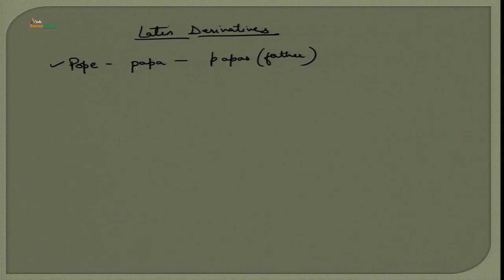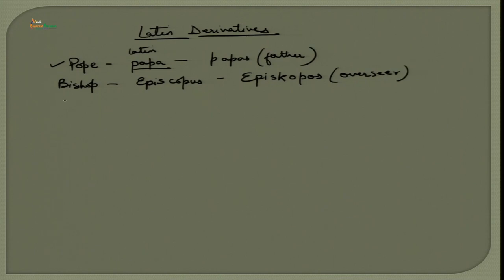Here I would like to tell you what the Latin derivatives were. Pope is a word that has come from the word Papa, that is father. So we use Pope right now, and that is a Latin expression. Further, we use bishop, even now, and the word from Latin is episcopus, with the special spelling episcopos, which means overseer.